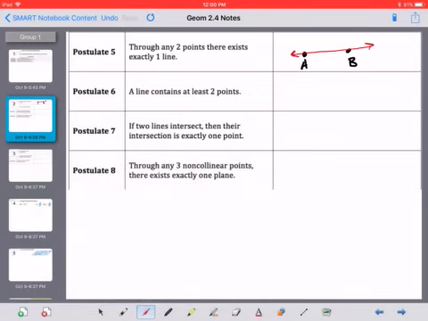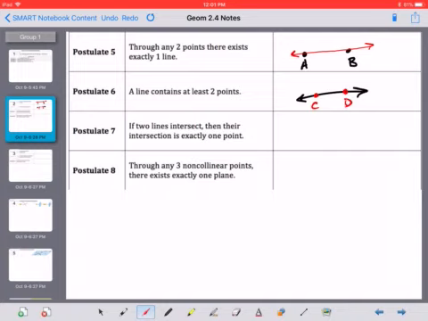All right. Postulate 6 tells us that a line contains at least 2 points. So it's very similar to postulate 5, but now it's starting with the line. And then it's saying that there has to be at least 2 points on that line.